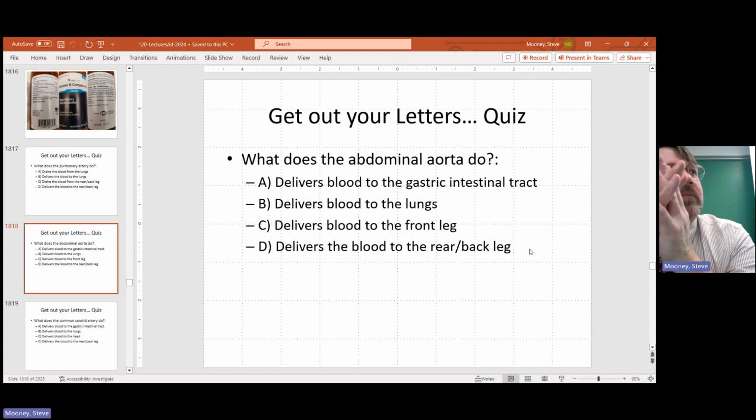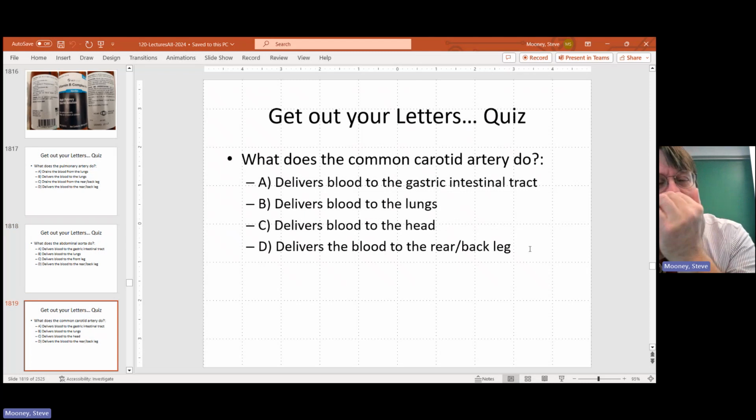Abdominal aorta. What is that going to do? Aorta is what? It's an artery, right? So it's going to deliver blood somewhere. Where do you think it's going to deliver blood to? The abdomen or abdominal area. So the gastrointestinal tract is certainly part of that. It also probably delivers blood to the kidneys and liver and all that stuff as well.